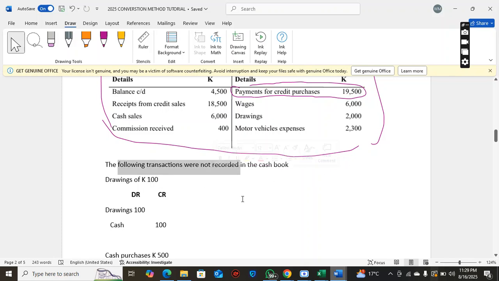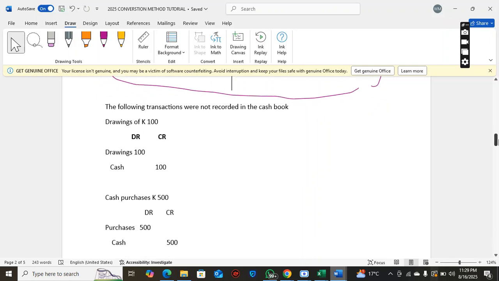Remember, I said the following transactions were not recorded. Cash purchases, 500 kwacha. There's no formula here, sir. There's no formula here like the net worth method. That's where there was a formula, but here there's no formula.